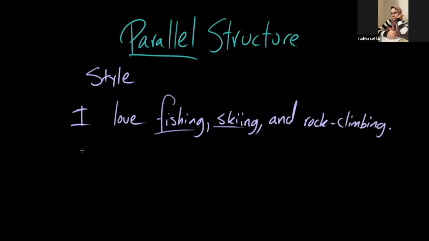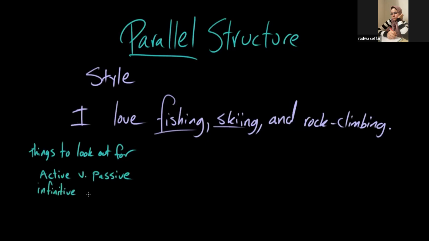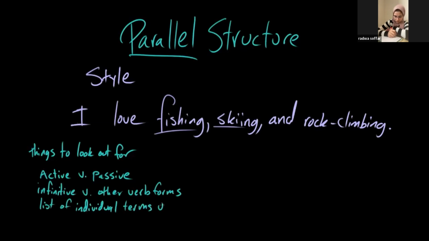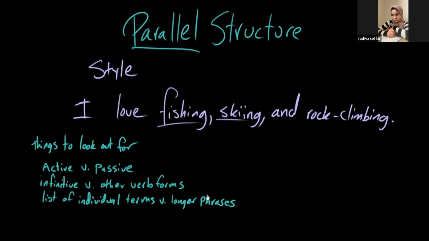Some other things to look out for to make sure you're making a sentence parallel is if everything is active voice or passive voice, infinitive verbs versus other forms of verbs, like to eat versus eating, and a string of individual modifiers like adjectives versus larger phrases. Let's put that into action.